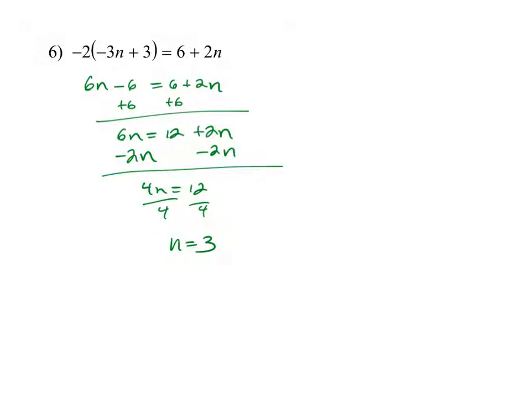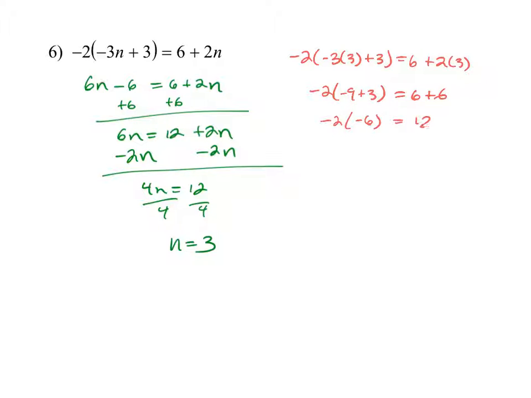Again, I'm going to substitute: negative 2 times negative 3 times 3 plus 3 equals 6 plus 2 times 3. So negative 2 times negative 9 plus 3 equals 6 plus 6. Negative 2 times negative 6 equals 12. And 12 equals 12.